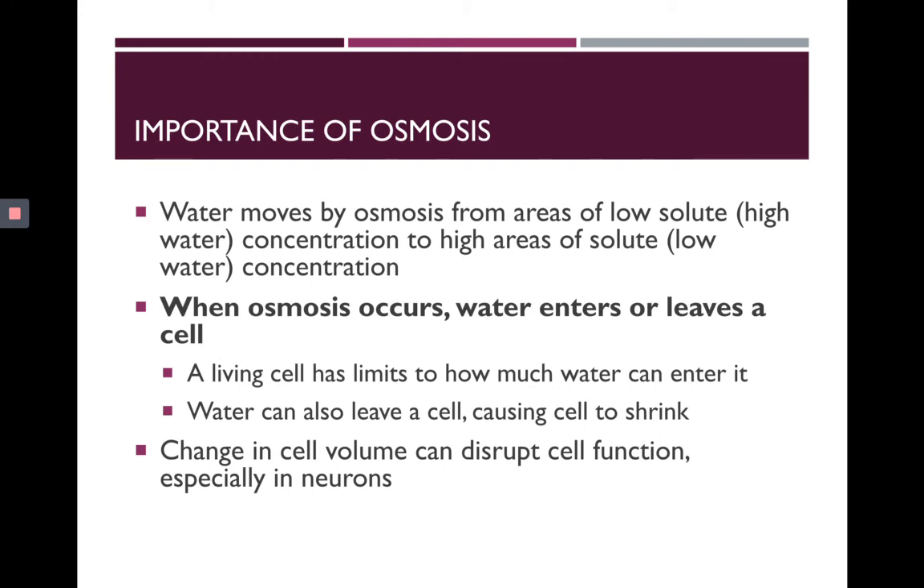And when osmosis occurs, the water would enter or leave a cell. And for animal cells that don't have a plant cell wall, that can be dangerous. You can cause cells to burst or to shrivel. So when osmosis occurs and water enters or leaves a cell, that means that the volume or the amount of water is also going to change. And a change in cell volume can disrupt cell function, especially in neurons. We want to watch that.